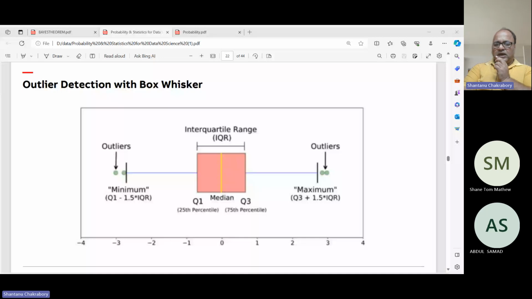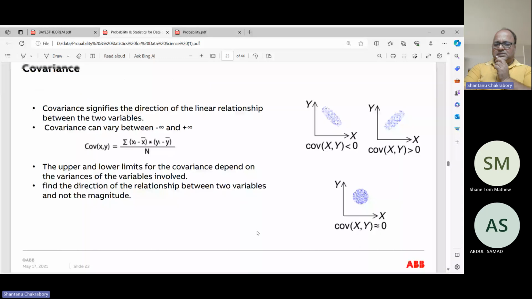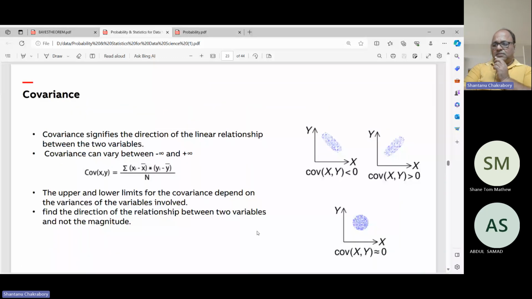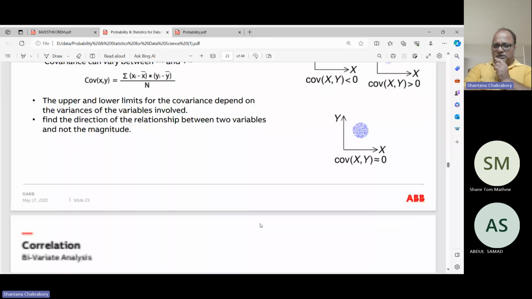And then we did covariance, where we signify the relationship between two variables, whether x and y vary together, and it can range between minus infinity and plus infinity. So we see the upper and the lower limit for the covariance. That depends on the variance of the two variables involved.